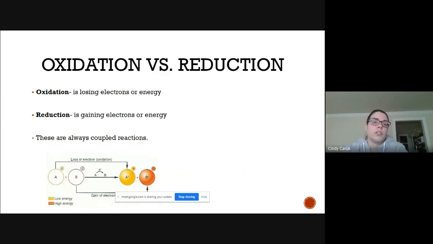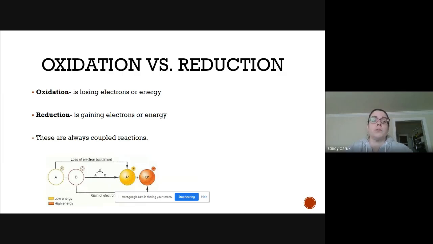So oxidation versus reduction, again, these coupled reactions, at this point you can view them as different names. Chemistry will clarify it a little bit better. Oxidation, you're losing electrons, or energy. Remember LEO, lose electrons. That means to break a bond, and so you're losing energy. Reduction is gaining electrons, or you're gaining energy.